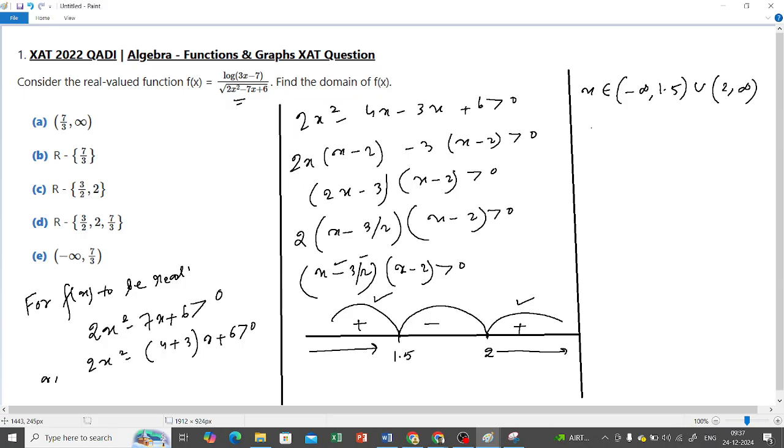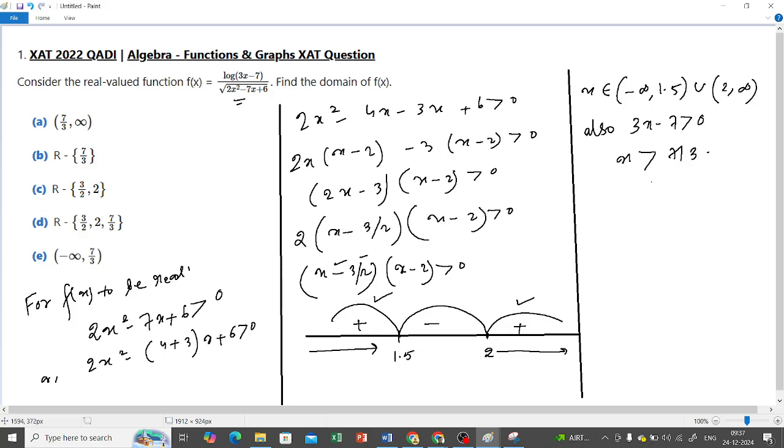Now I have to take care of the numerator also. 3x minus 7 has to be greater than 0, or does it? It can be equal to 0, because if 3x minus 7 is 1, then log 1 will be 0, then f(x) will be 0, because it is in the numerator, so not an issue. But 3x minus 7 has to be positive. So x is greater than 7/3.